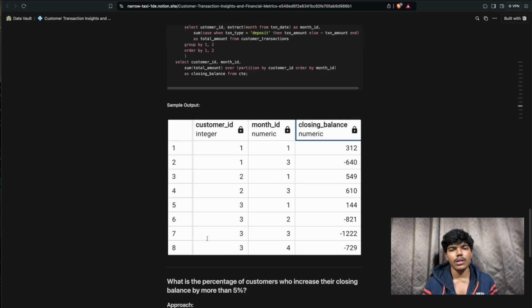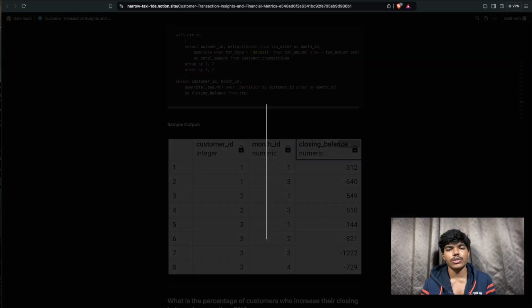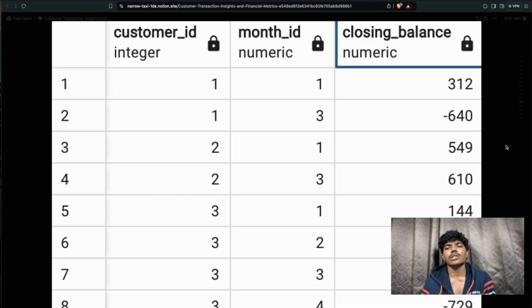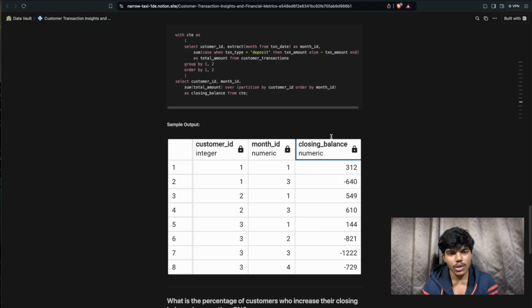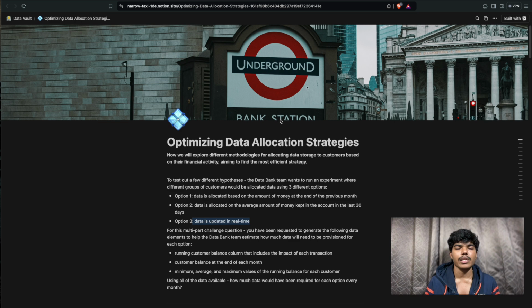In the third question, I will show you, this particular question has a larger output. Since we have 500 customers, so 500 times however many transactions they have done, it will go to around 20k rows. So to avoid that, I have just added a sample output over here. And next, we have the optimizing data allocation strategy.